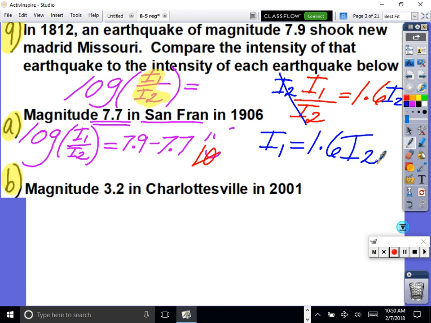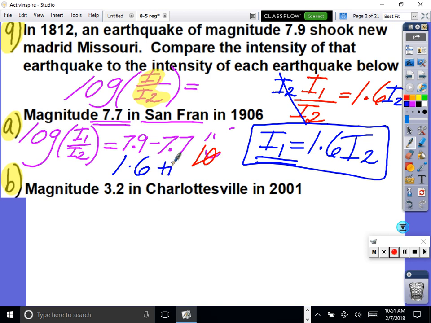So how much more intense was the first earthquake? Almost twice as intense. Does everybody see? Sweet. So the answer is it's 1.6 times more intense. That's our answer. Almost twice as intense, or to be exact, 1.6 times more intense. So guys, that's almost double. Isn't that kind of crazy? Because that was a 7.9 magnitude versus 7.7, and it was almost twice as bad.